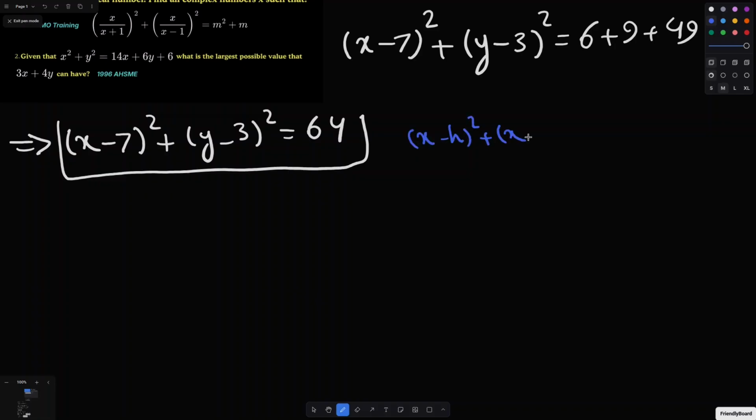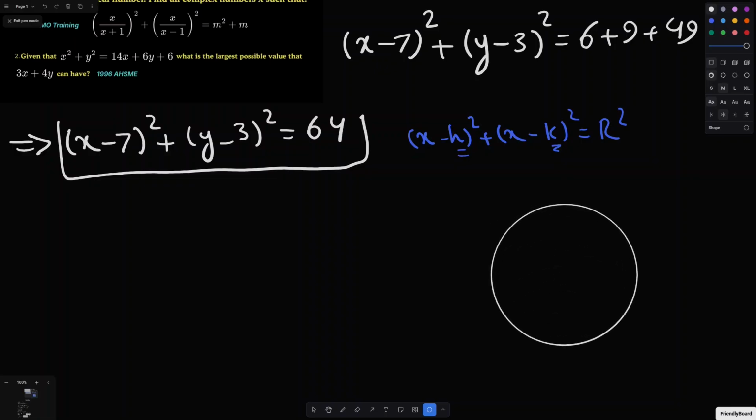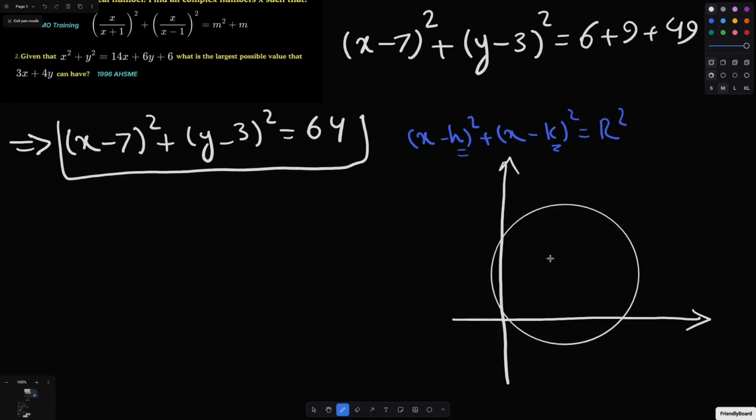Okay, so as you know, this is how the equation of a circle looks, in which h and k are the centers, because the center is now shifted, and r is the radius. If I just want to draw this, it's going to look something like this, because we have the center at 7 and 3, and the radius is 8, because the square root of 64 is 8. So it's going to look like this.